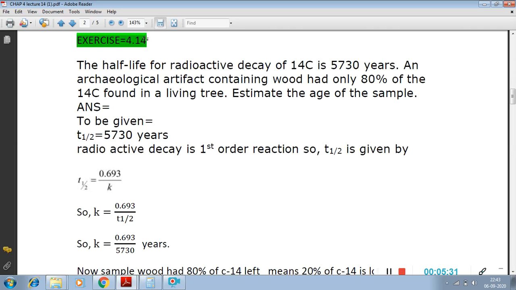Now exercise question number 4.14. The question is like this. The half-life of radioactive decay of 14C is 5730 years. An archaeological artifact containing wood had only 80% of the 14C found in a living tree. Estimate the age of the sample.